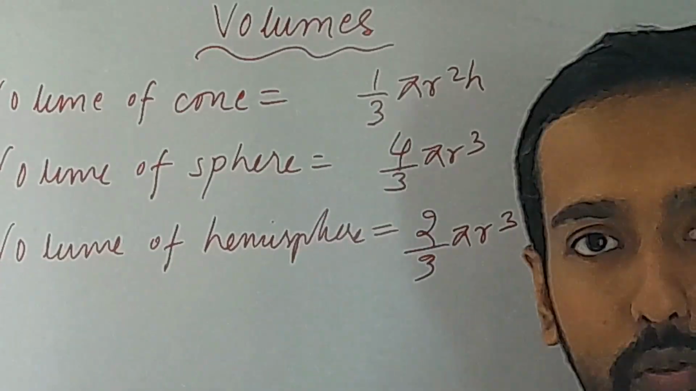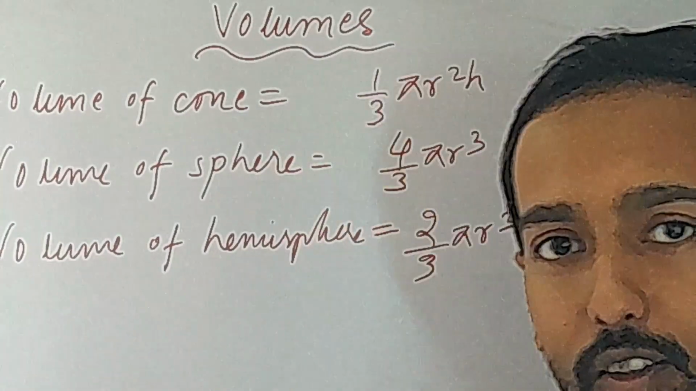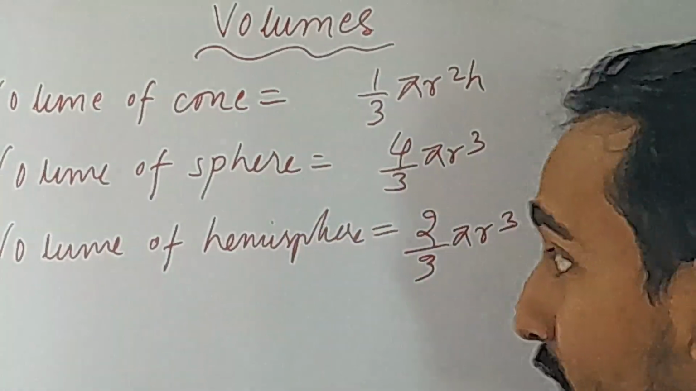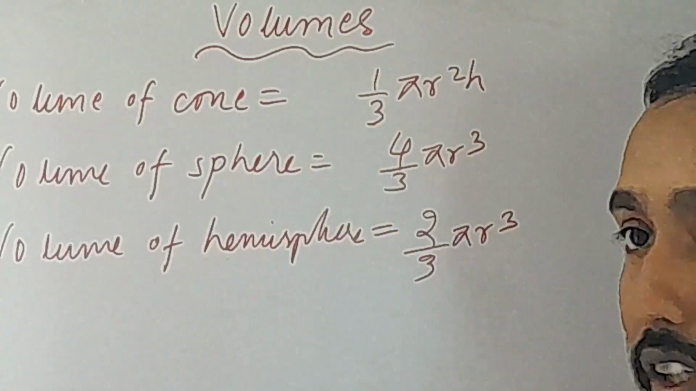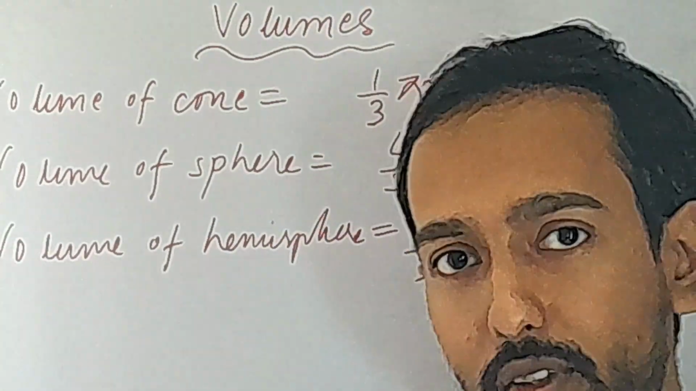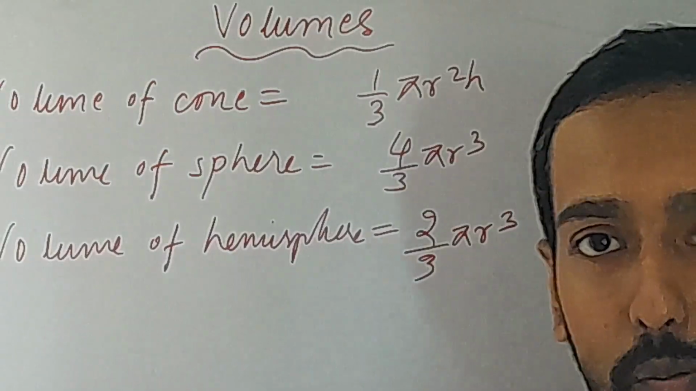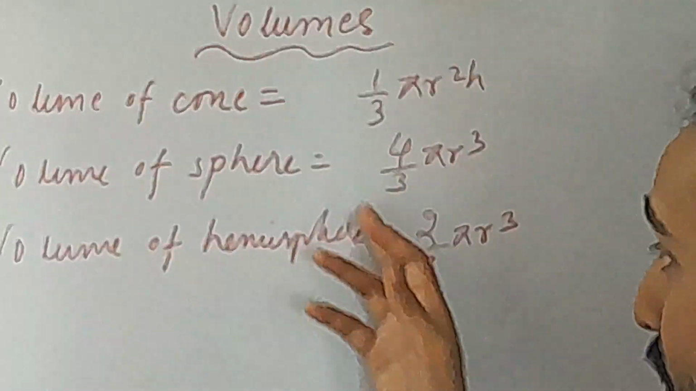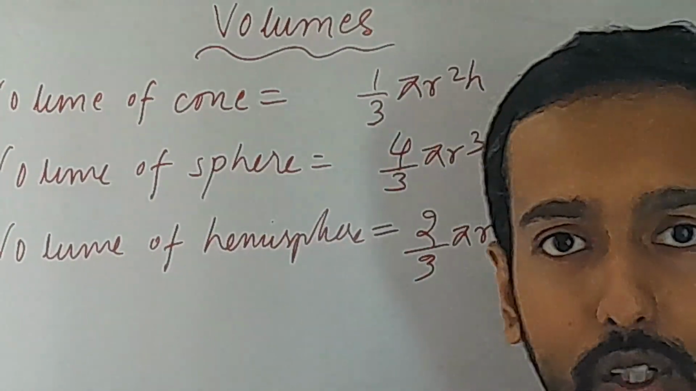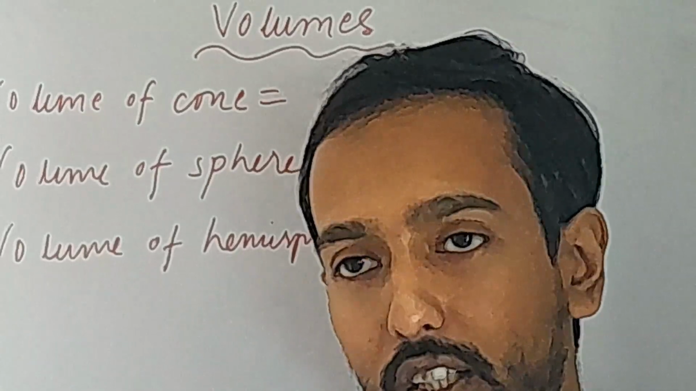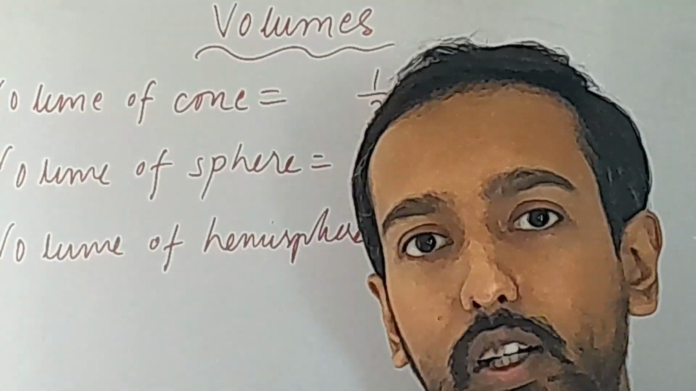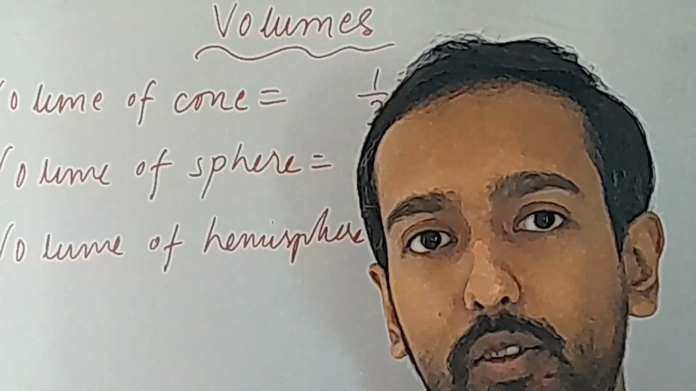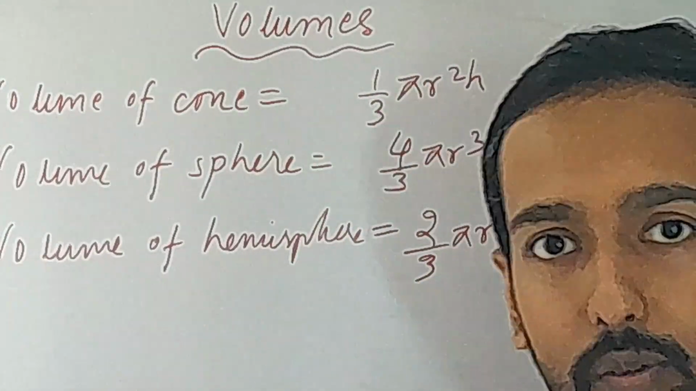Here r is the radius of the base of the cone, and h is the height of the cone. Next, I have given the volume of the sphere. Its formula is 4/3 pi r cube. The volume of the hemisphere is given by 2/3 pi r cube, and we see that the volume of the hemisphere is just half the volume of the sphere. We will use these 3 formulas to solve questions from the most basic level to the most advanced level. So let us take the questions one by one and solve them very quickly.